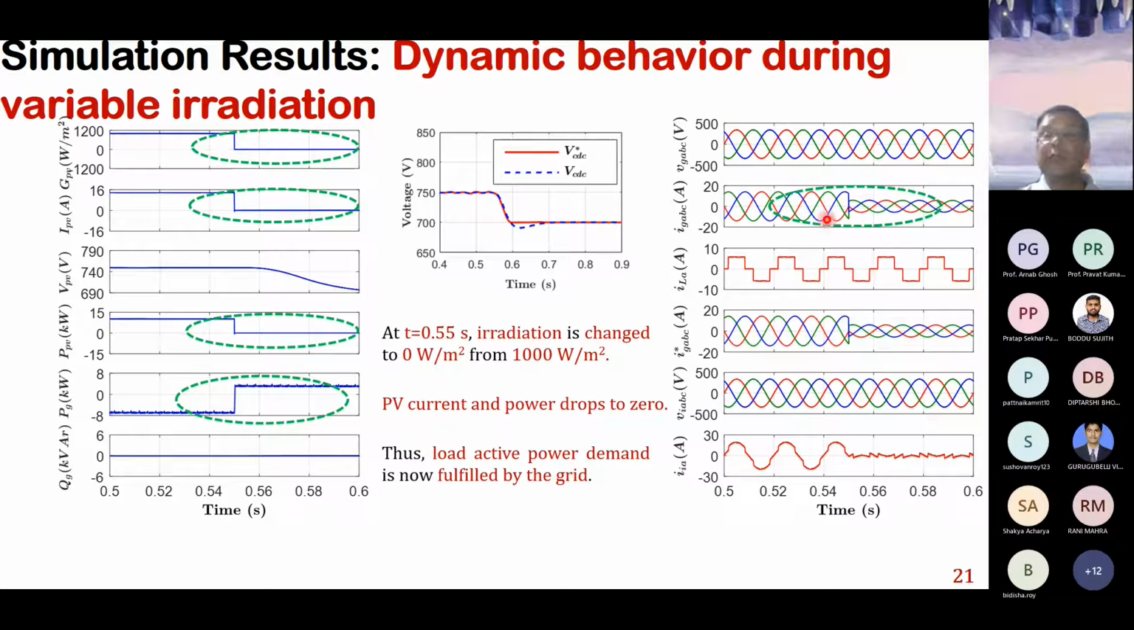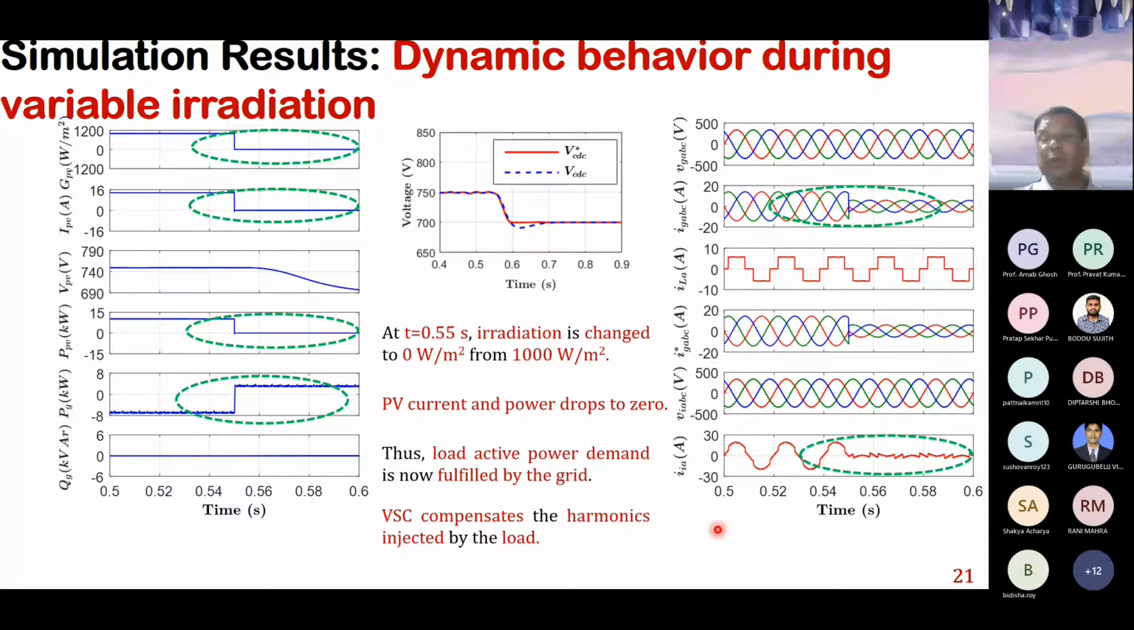Now here you could see these are the grid voltages. These are the grid currents, there's a change. And then this is the load current, and these are the three-phase grid voltages and the reference voltages. So the voltage source converter compensates the harmonics. The harmonics are compensated by the voltage source converter.